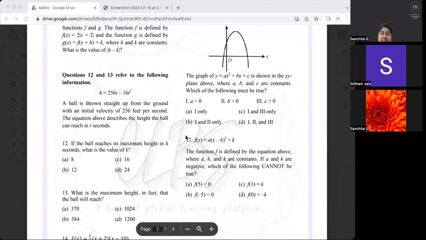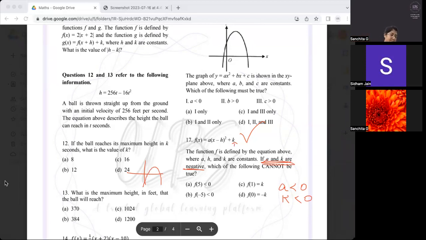Okay. Now let's take 17. The first thing I notice is it's vertex form, isn't it? Now for vertex form, I know that A and K are negative. Don't neglect this information. A is negative, that means it is downward sloping. Even K is negative. What is K? Y coordinate. Y coordinate is negative. So just hypothetically I'm drawing, it can be something like this, not exactly.